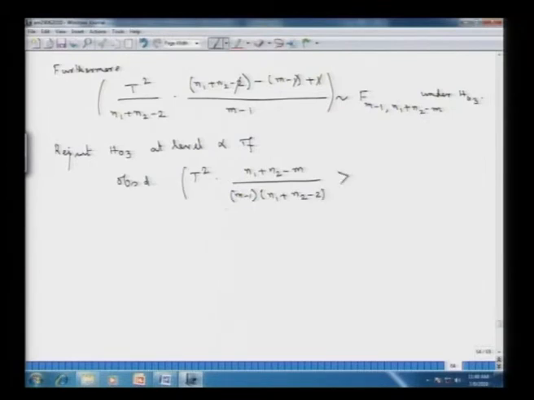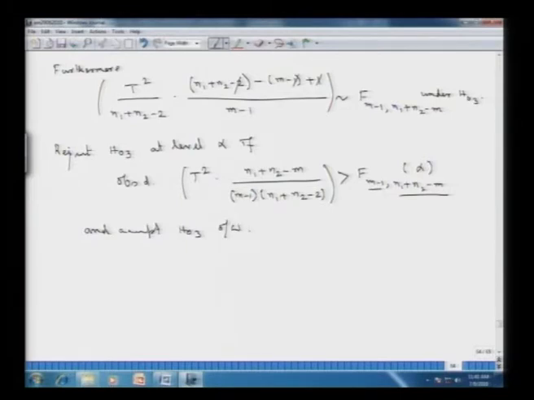exceeds the upper alpha percent cutoff point of a central F distribution on m minus 1 and n1 plus n2 minus m degrees of freedom. This denotes the upper alpha percent point of a central F distribution on m minus 1 and n1 plus n2 minus m degrees of freedom, and we accept H naught 3 otherwise.